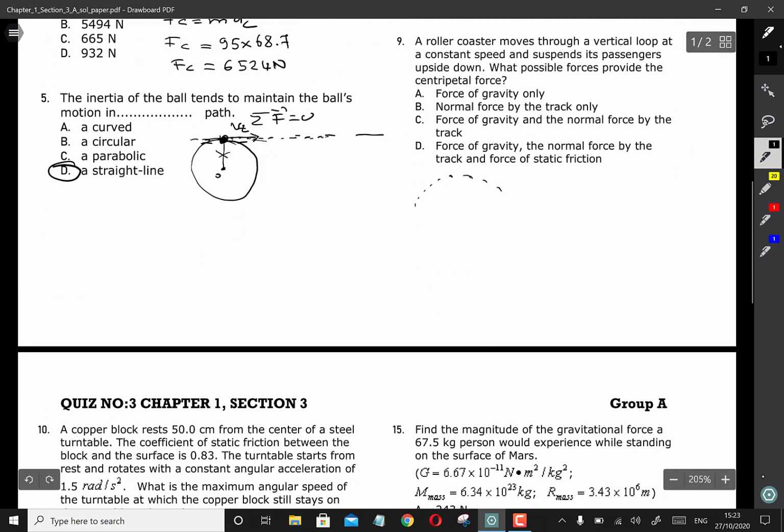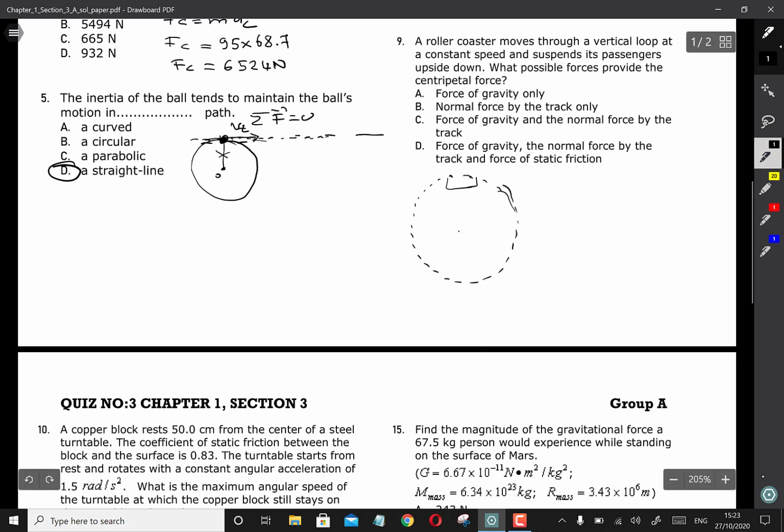So this is the vertical path, and the roller coaster moves through a vertical loop at constant speed and suspends its passenger. Suspend means it must be up there, right here. So what possible forces provide the centripetal force?